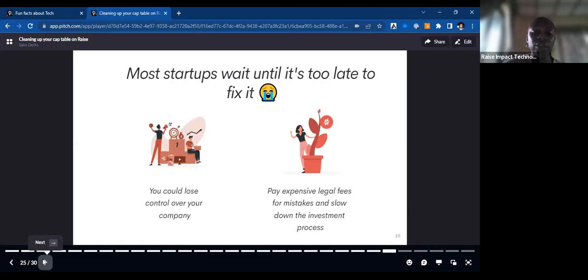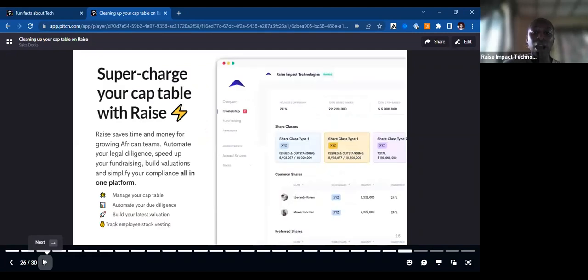Next slide. We can do this by automating our cap table. And one major way you can do this is by using the Raise platform. Now, how it basically works on our platform is the Raise platform supercharges your cap table. This basically means that Raise saves you time and money by automating your cap table for you. Firstly, with an automated cap table, whenever a change occurs to your cap table, it will automatically be updated.